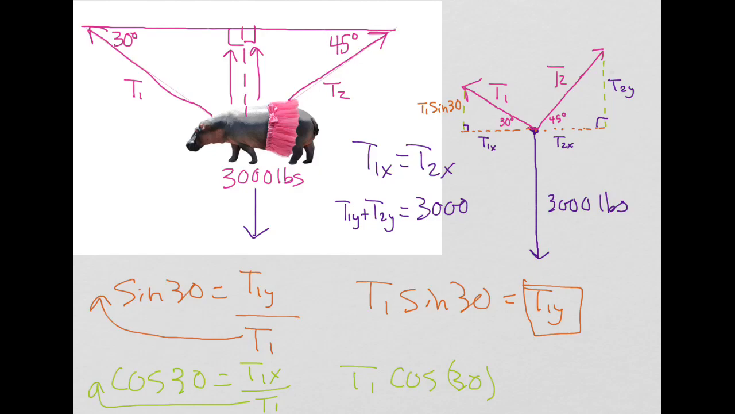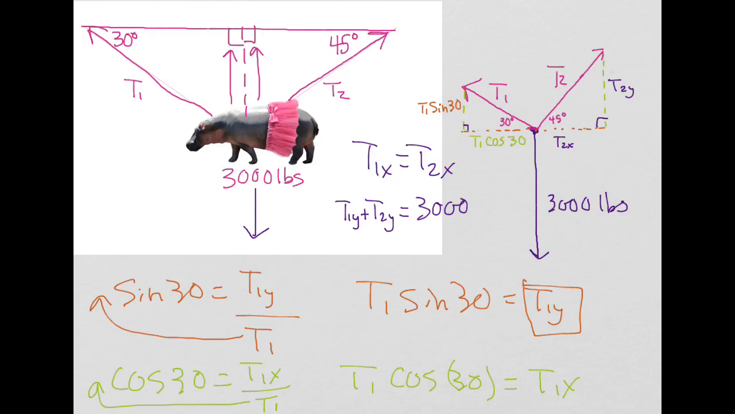And think about it, that makes sense. Sine, we're talking about y values. Cosine, we're talking about x values. So it fits our current understanding of these ideas. And just like before, I'm physically going to rewrite that side as T1 cosine of 30.